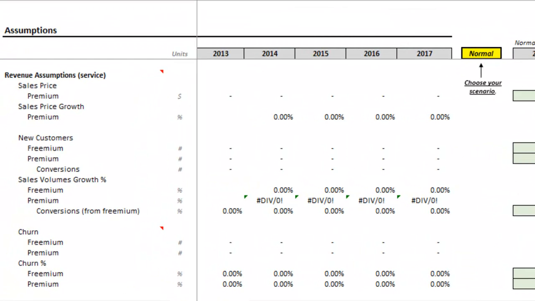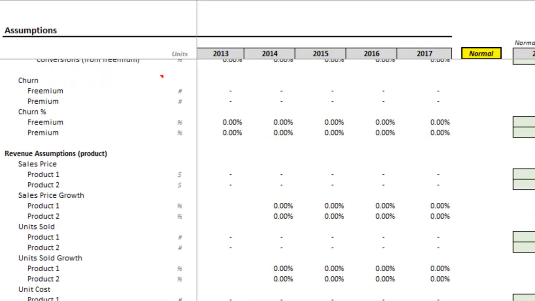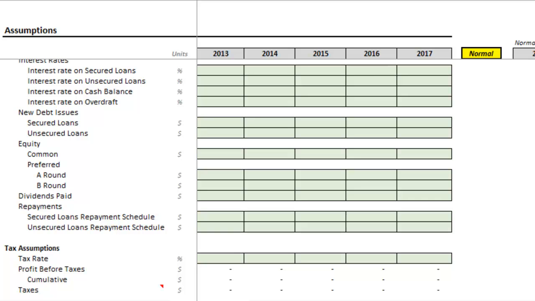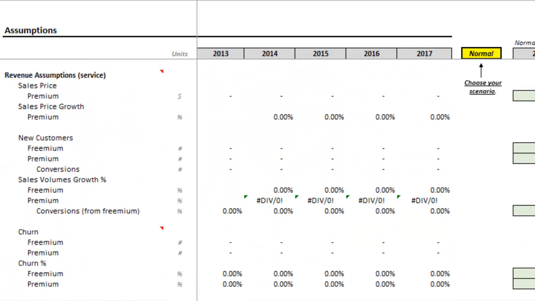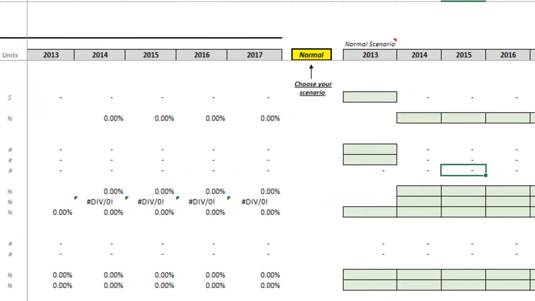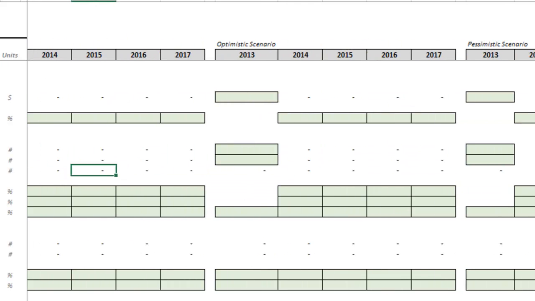So the tab is organized into 4 sections. On the far left here, you have the actual assumptions that are used to power the model. Now most of the data is pulled from the other 3 sections, except for a few inputs here at the bottom. And the remaining sections hold the data for your various scenarios. So we have a normal scenario, or base scenario, and then we also have the slightly optimistic scenario, and then a slightly pessimistic scenario.